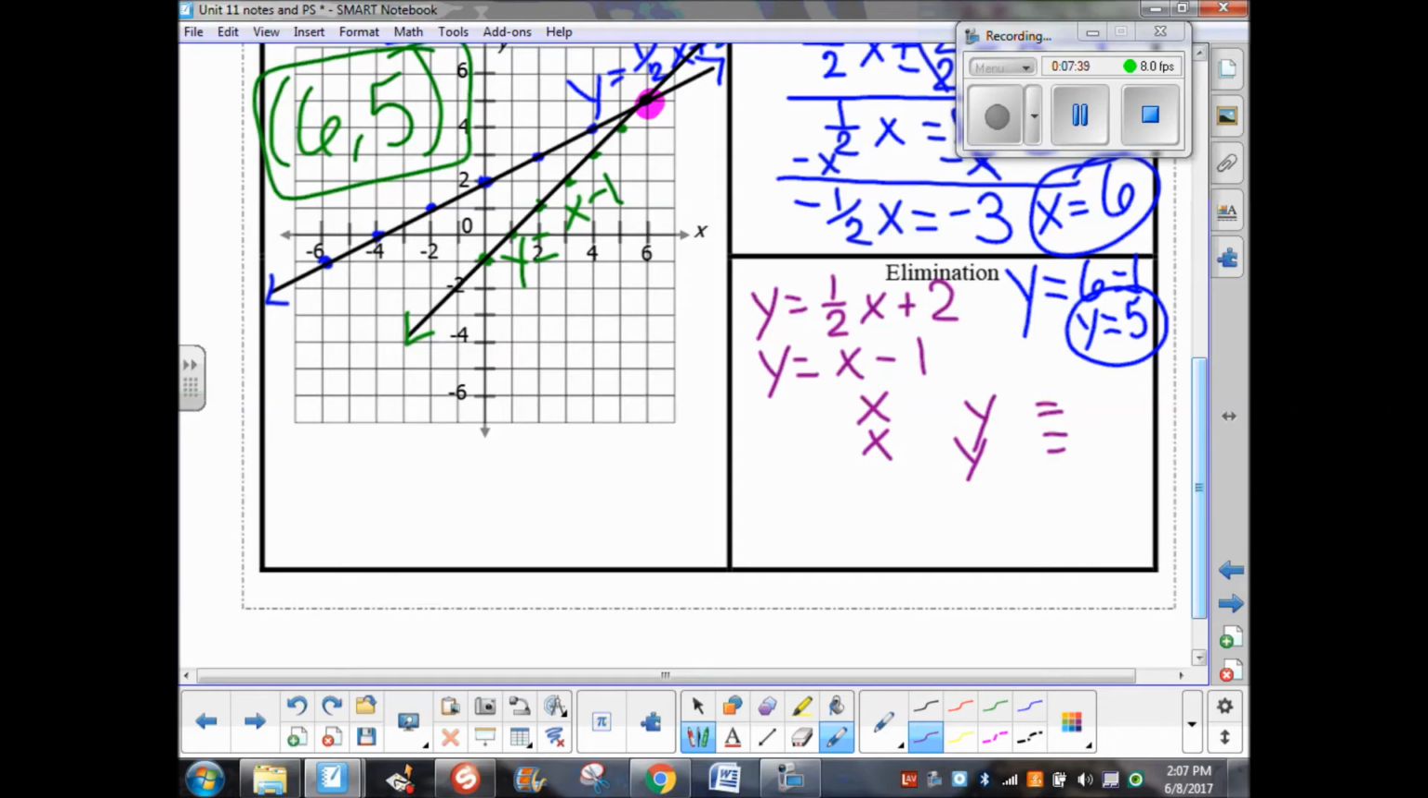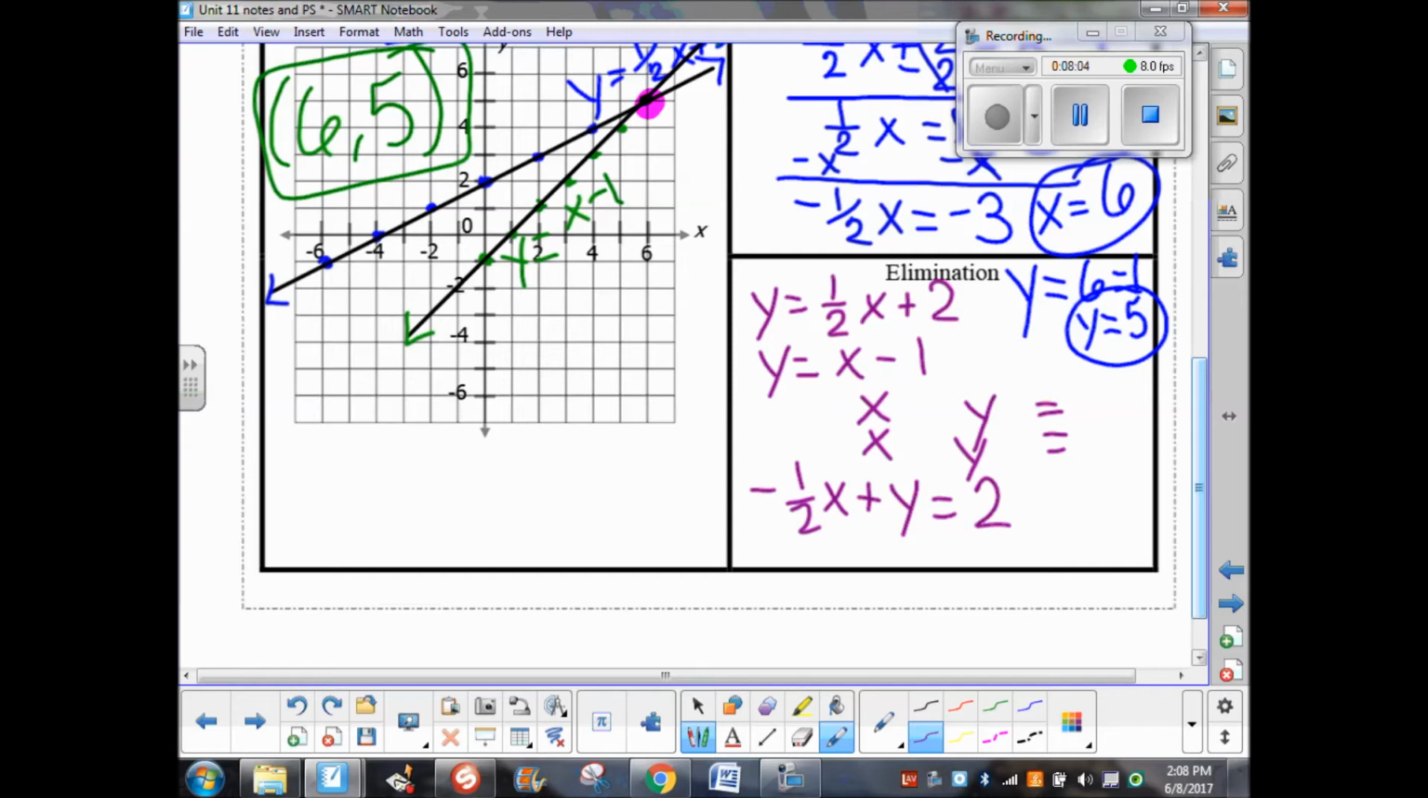So right now, we've got them both solved for y. If I want to get the x's, the y's, and the equal signs lined up in that first equation, what should I do with that 1 half x? I need to move it over to the other side. In order to move it, what am I going to have to do? Yeah, subtract it. So it's going to be negative 1 half x plus y equals 2. So now I've got x's, y's, equal signs.